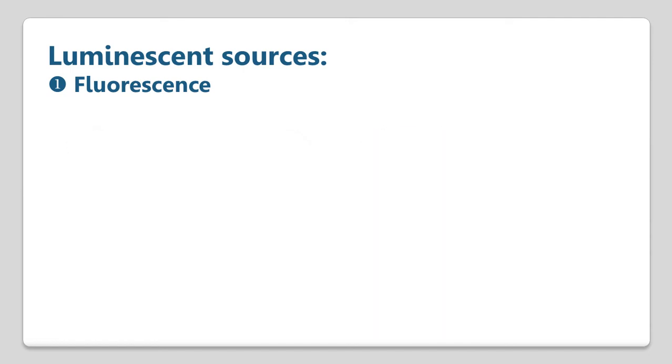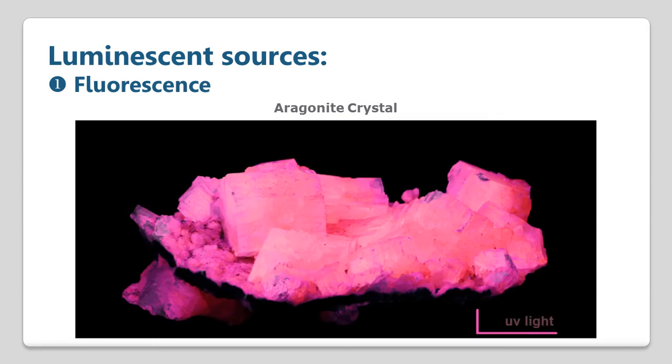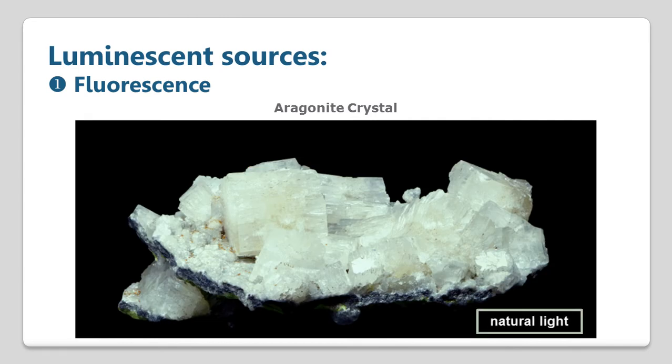There are many substances that fluoresce when exposed to UV light. Take the mineral aragonite, for example. In daylight, the mineral looks just like a white crystal. But expose that same crystal to UV light, and you instantly get a beautiful, bright pink glow. Turn the UV light source off, and you immediately go back to the white crystal.